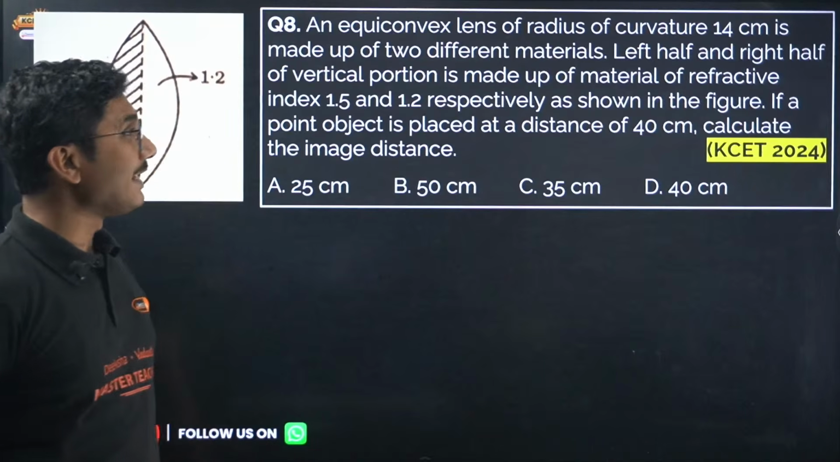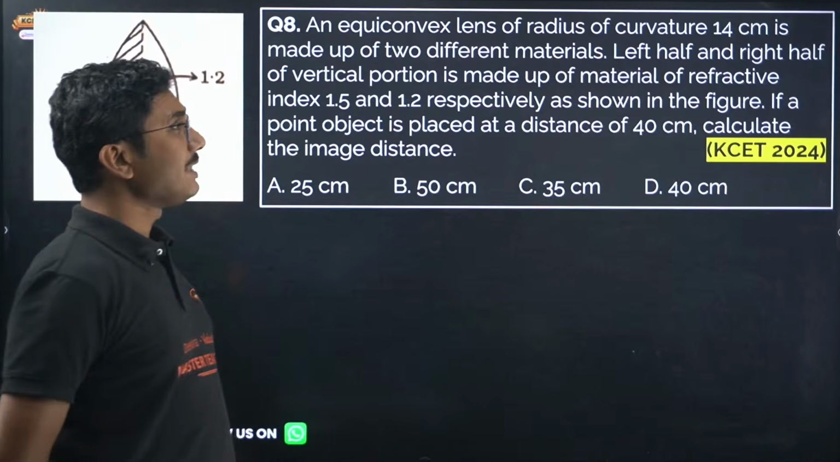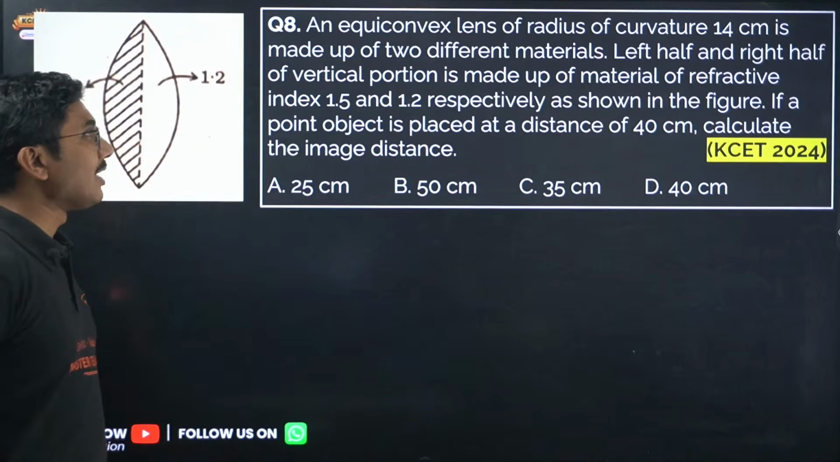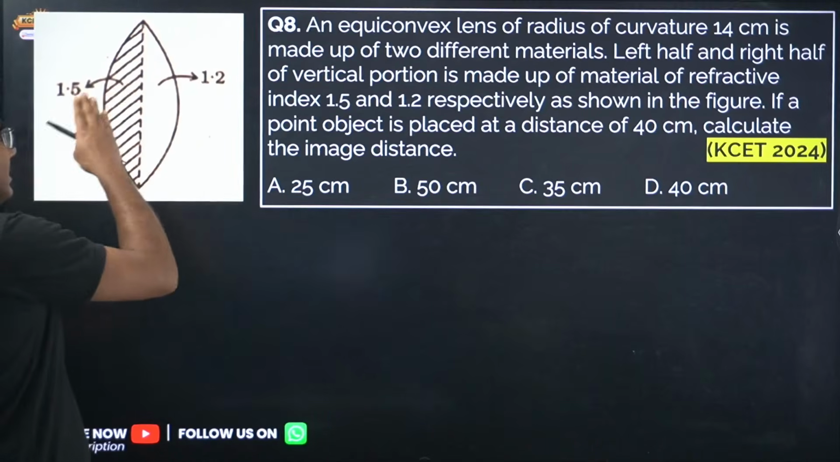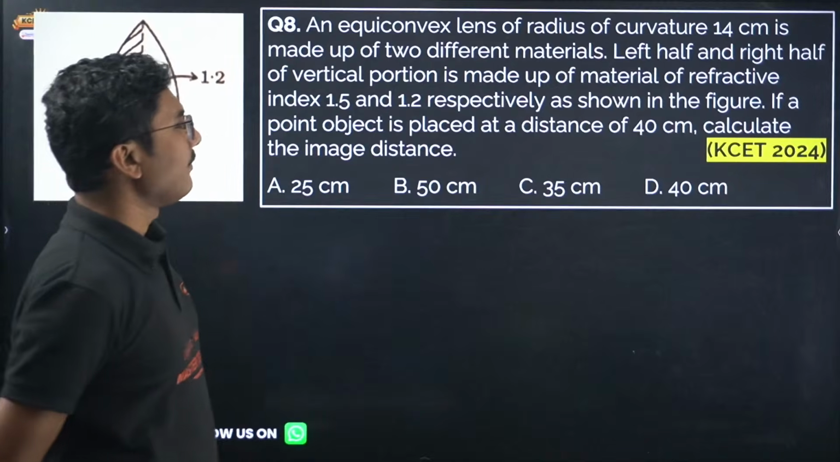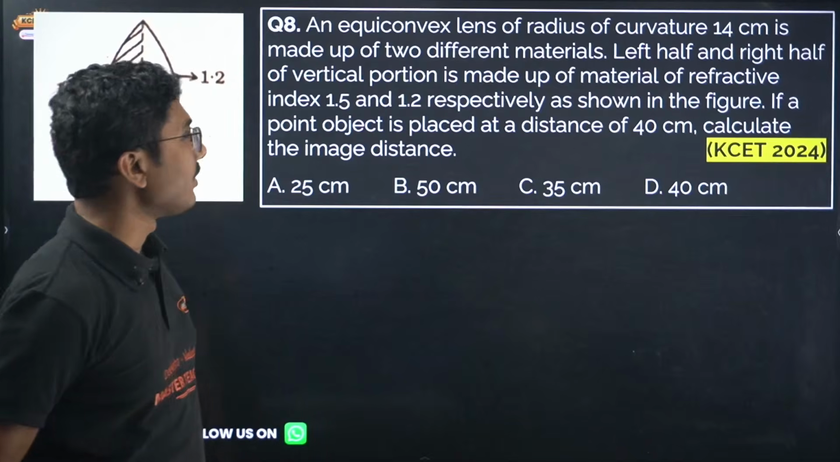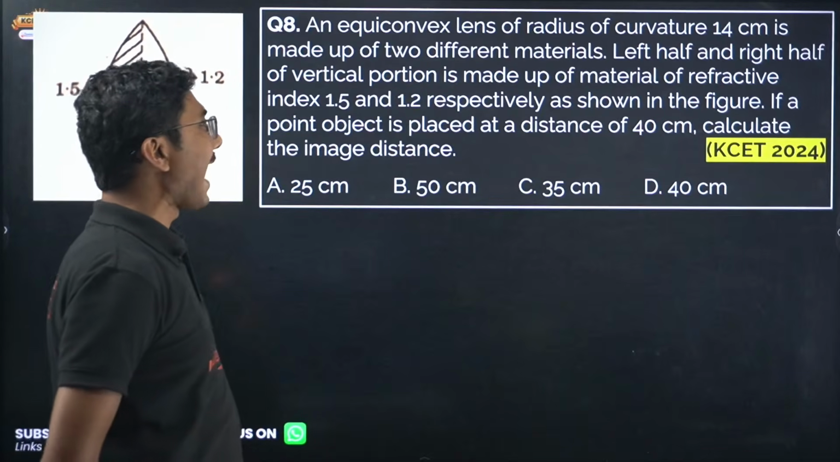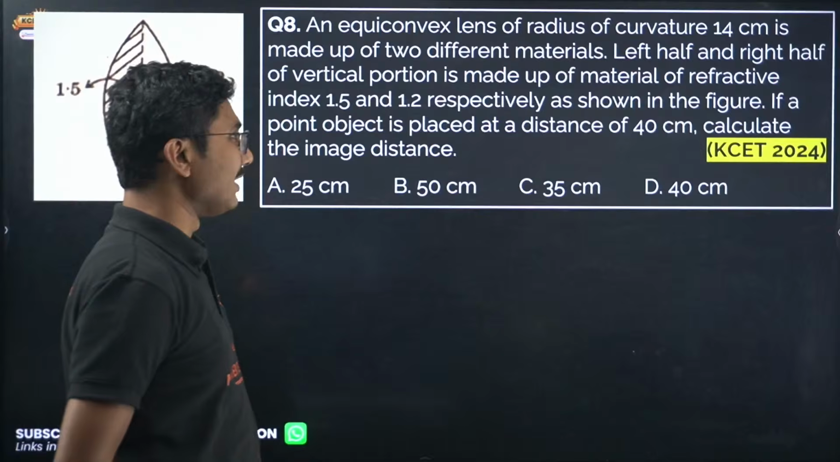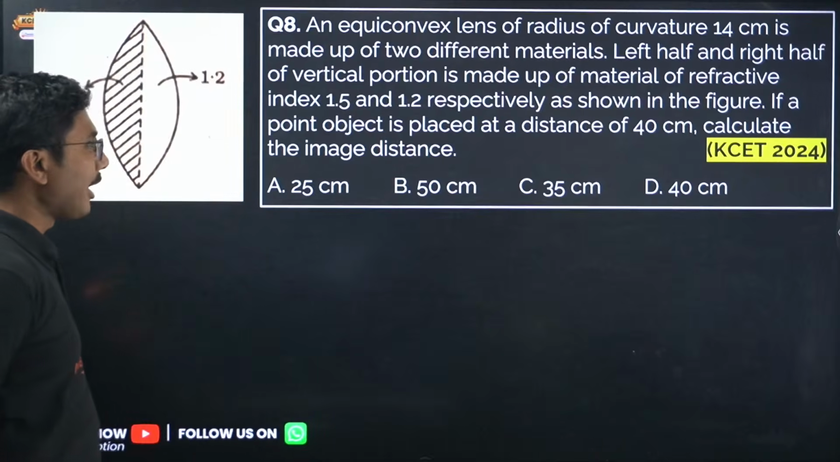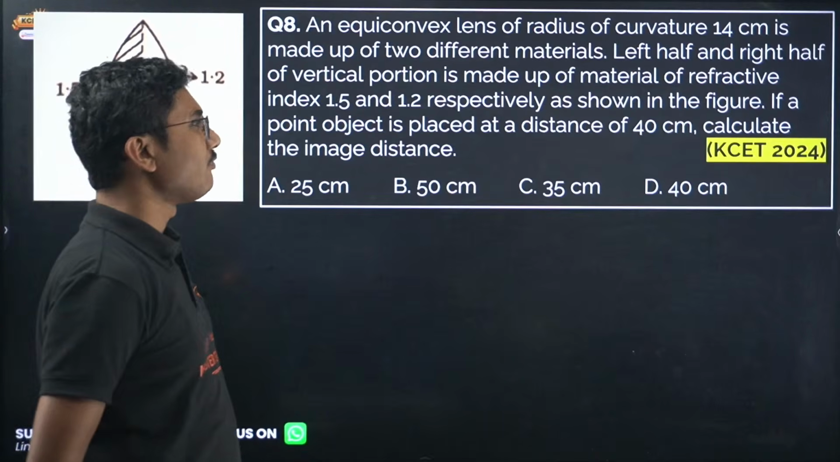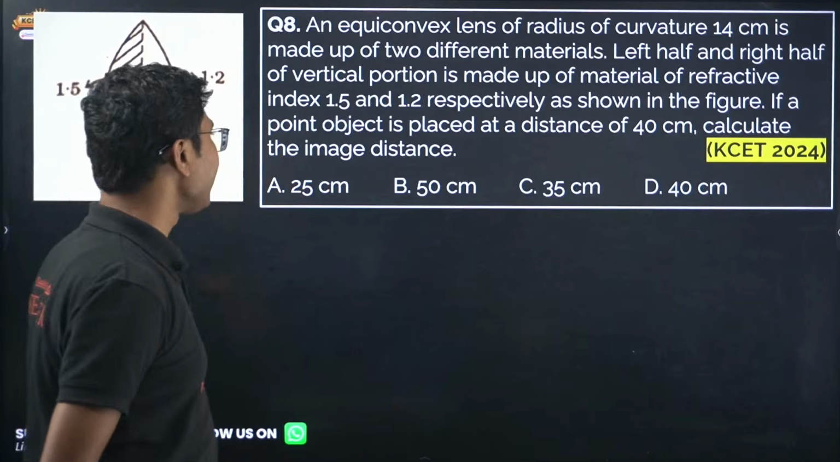A convex lens of radius of curvature 14 centimeter is made up of two different materials, here and here. Okay, left half and right half of the vertical portion are made up of materials of refractive index 1.5 and 1.2 respectively, as shown in the figure. If the point object is placed at a distance of 40 centimeter, calculate the image distance.